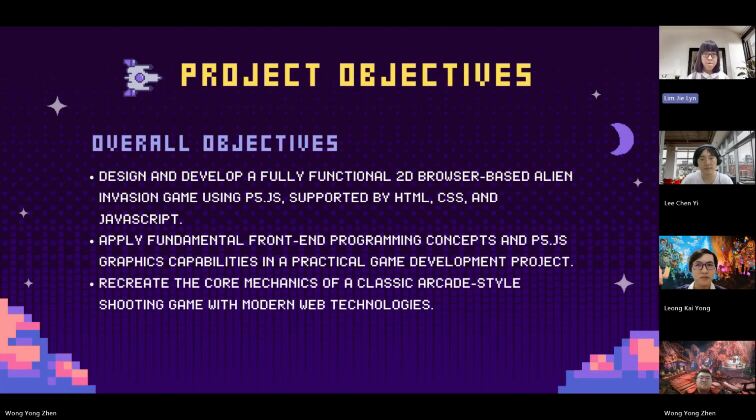So now I would like to continue with our project objective. So the overall objective is to design and develop a fully functional 2D browser-based alien invasion game using P5.js, supported by HTML, CSS, and JavaScript. The next one is to apply fundamental front-end programming concepts and P5.js graphics capabilities in a practical game development project. The last one is to create the core mechanics of a classic arcade-style shooting game with modern web technologies. Next.